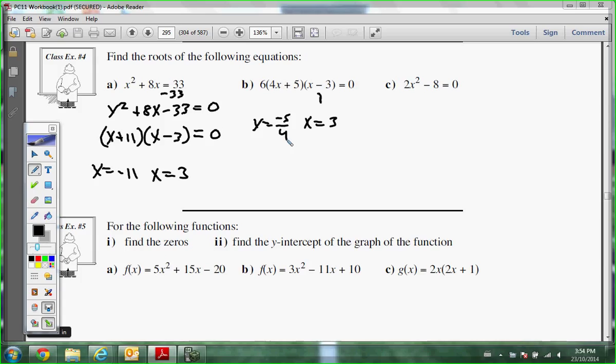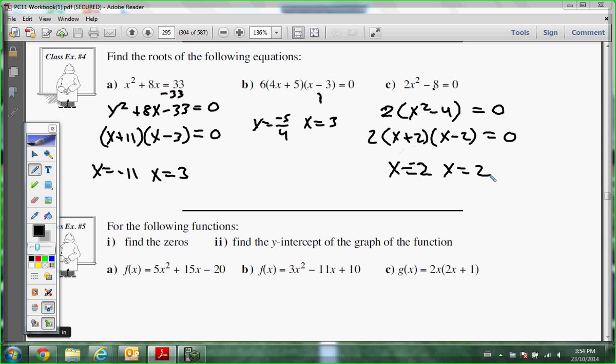What can I do? The 6, only if it's a 6x. If it's just a 6, there's nothing. Okay, what can I pull out here? Just 2. Right, they both have a 2. So that gives me x squared minus 4. Does x squared minus 4 factor? 2. Good. So your answers are? Negative 2 and positive 2. And that's where they cross. Good. Perfect. All right.